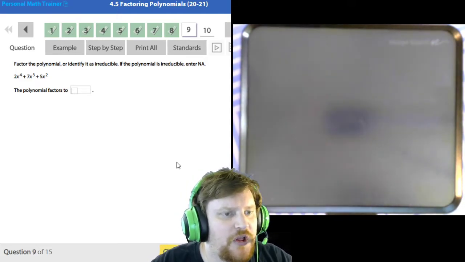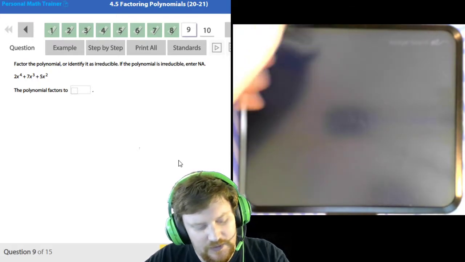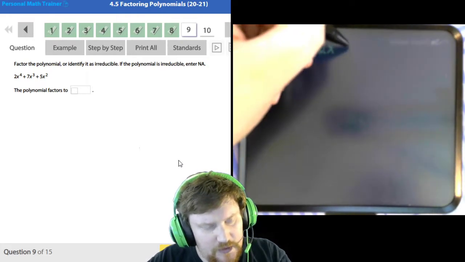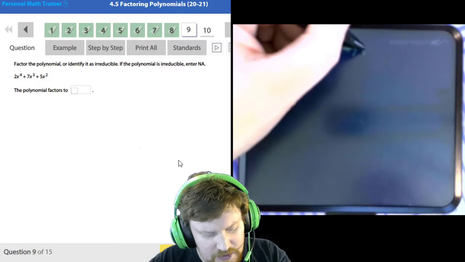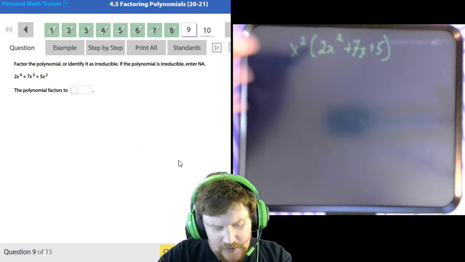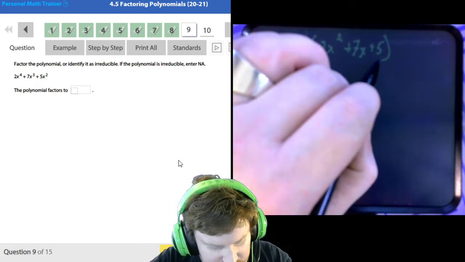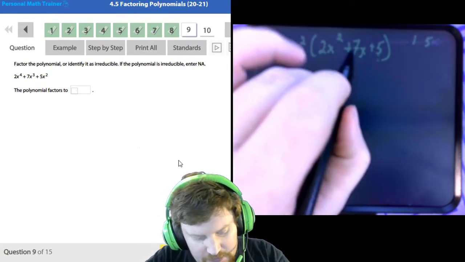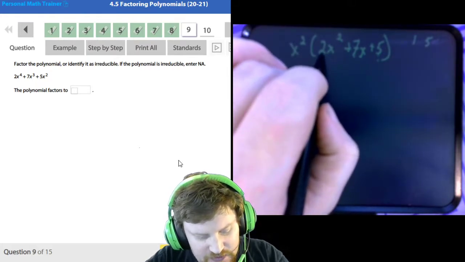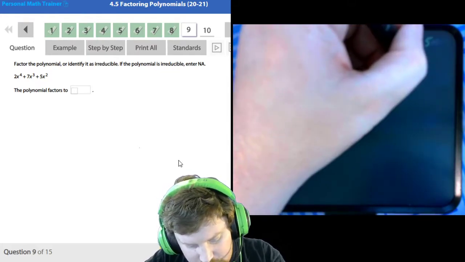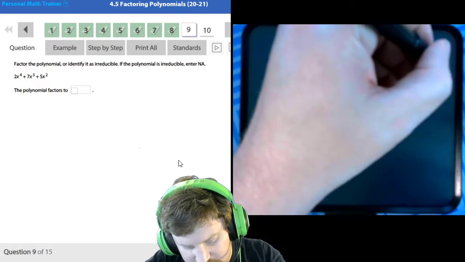All right, number 9. Factor the polynomial or identify it as irreducible. Well, x squareds pull out. That's easy enough, giving us 2x squared plus 7x plus 5. Now normally you would see that the factors of 5 are 1 and 5, and they don't go into 7. However, we have to be careful because this is actually not 1x, it's 2x. So when we multiply this 1 by 2, 2 plus 5 does give us 7.